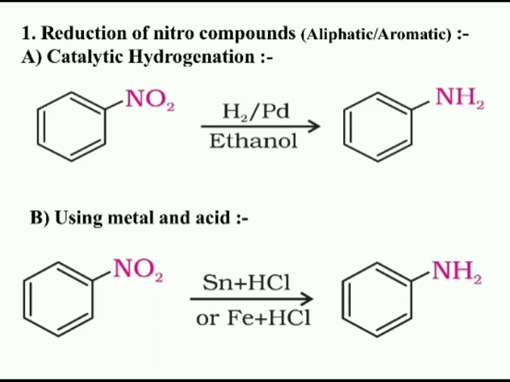But in the second method, nitro compounds are reduced by a mixture of a metal like tin with HCl or iron with HCl. But iron with HCl is preferably used because in this method the byproduct produced is iron chloride, which easily gets hydrolyzed to give HCl. Therefore, HCl is again regenerated. So this method minimizes the consumption of HCl.